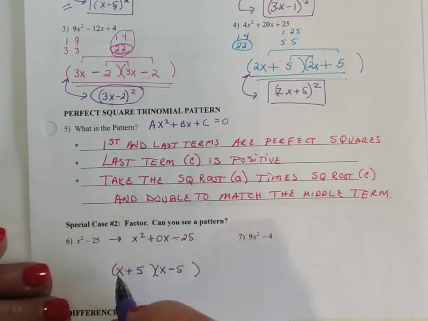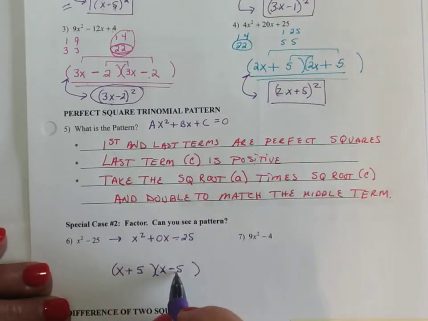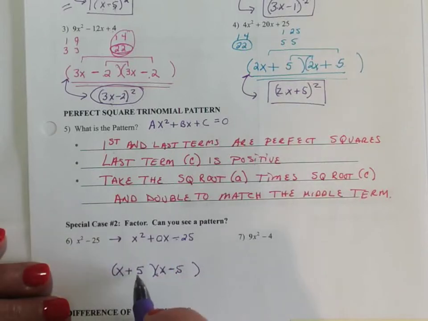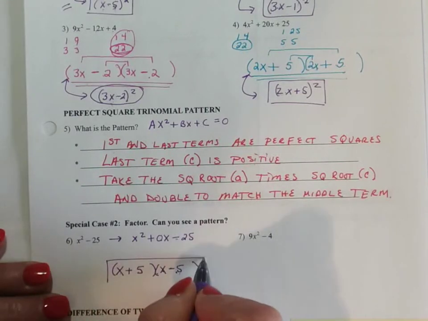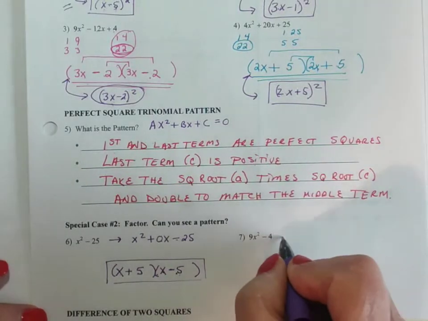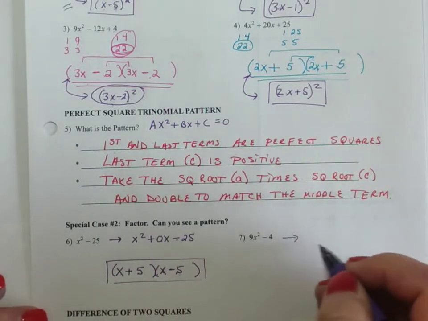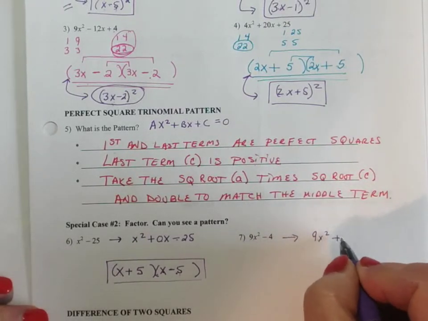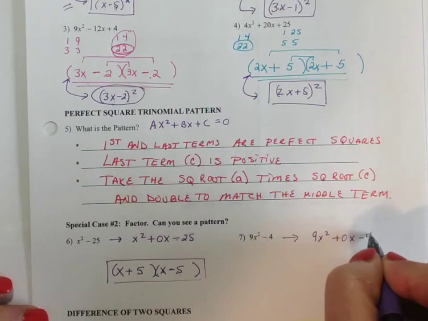Okay, so x squared minus 5x, put that in memory bank, plus 5x, well, negative 5x and 5x is 0. All right? And then 5 times negative 5 is negative 25. So there you go. So you're going to see a pattern here soon, but if you don't, we can just take 9x squared, we don't have a middle term, plus 0x minus 4.